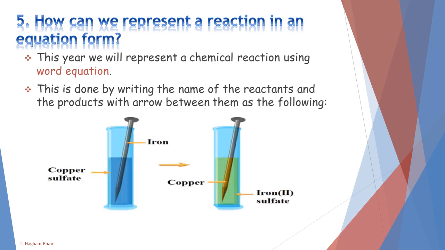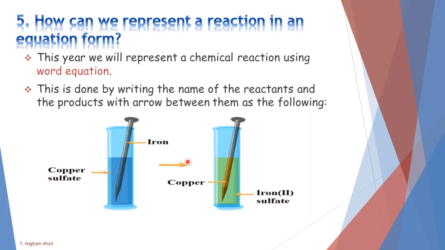Let us have an example. If we dipped an iron nail that is made up of iron in a copper sulfate solution, the copper sulfate solution has a blue color. After a given time, we will observe a layer of copper on the nail, and the color of the solution will change from blue into green. Why? Due to the formation of iron sulfate. So, what are the reactants?